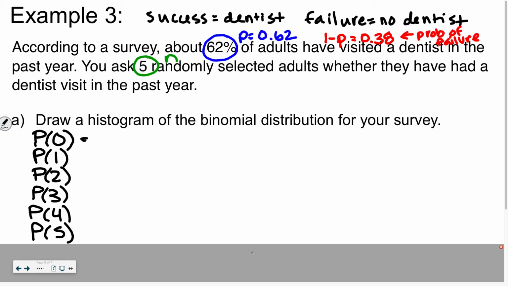So, for the probability of 0, I would do my total trials Lexi gave us was 5, choose 0, because we're going to have no successes. Nobody went to the dentist. Our probability of success is 0.62. We're going to raise it to the 0. And our probability of failure is 0.38.